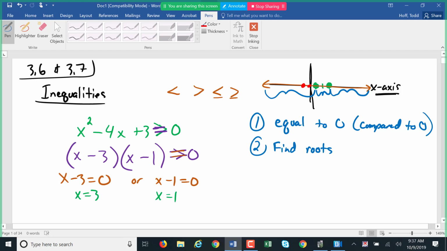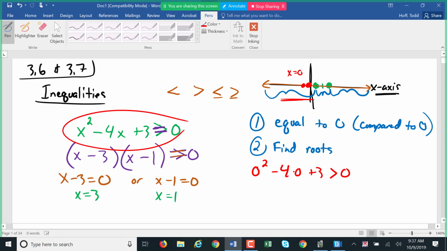Actually, I could probably pick 0, which would be easiest. x equals 0 is in this first region, below 1. So if I put 0 into this, 0 squared minus 4 times 0 plus 3: 0 squared is 0, 4 times 0 is 0, so 0 minus 0 plus 3 is 3. And that is greater than 0. It's true there, so it is true on this region.